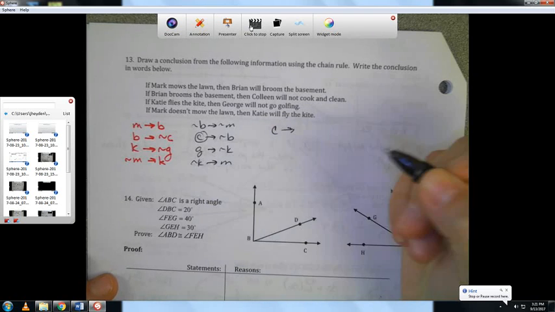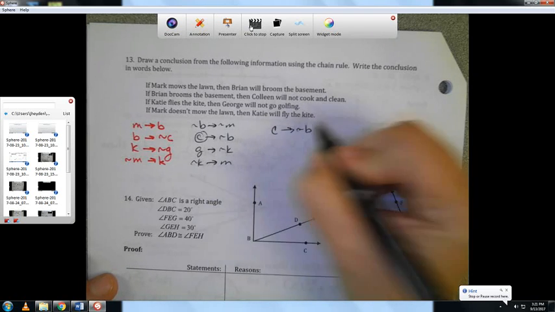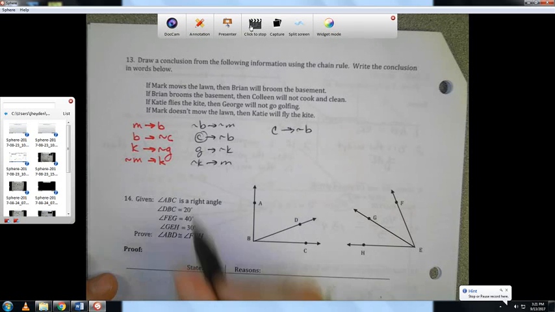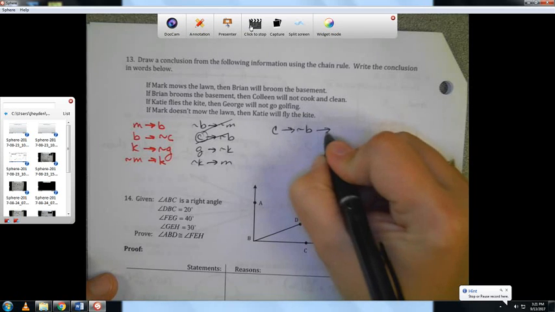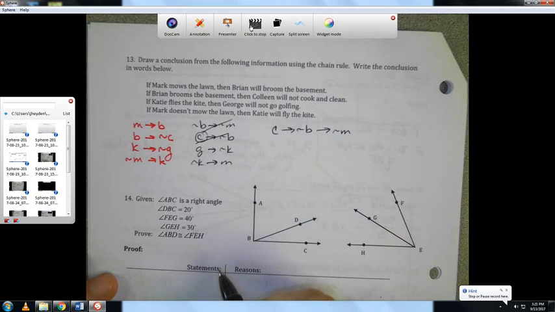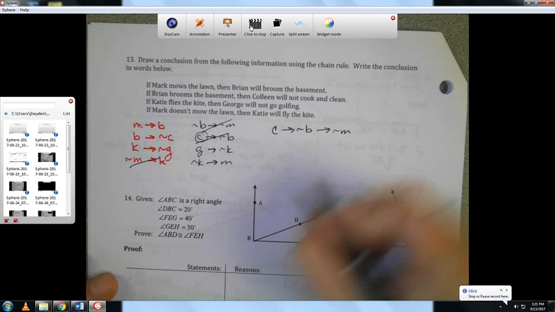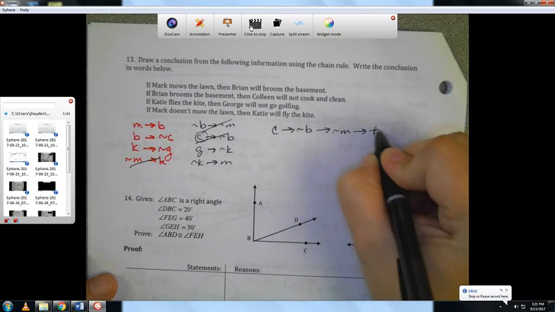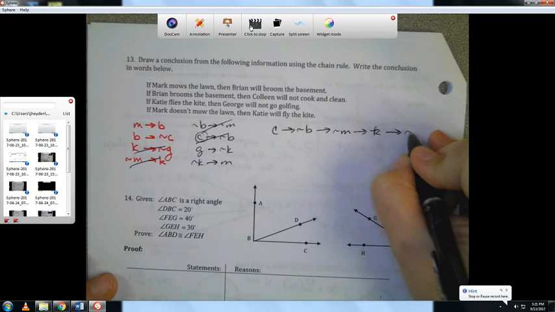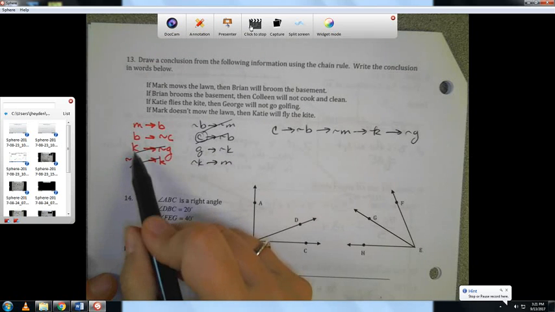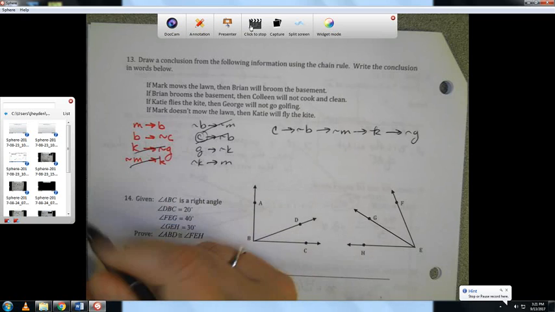C goes to not B. Where does not B go? There it is. So I'm going to cross that out. Not B goes to not M. So these are links in a chain. Where does not M go? Not M goes to K. And where does K go? K goes to not G. And does not G go to anything? No, because none of these have a not G. So that's it. It's over.